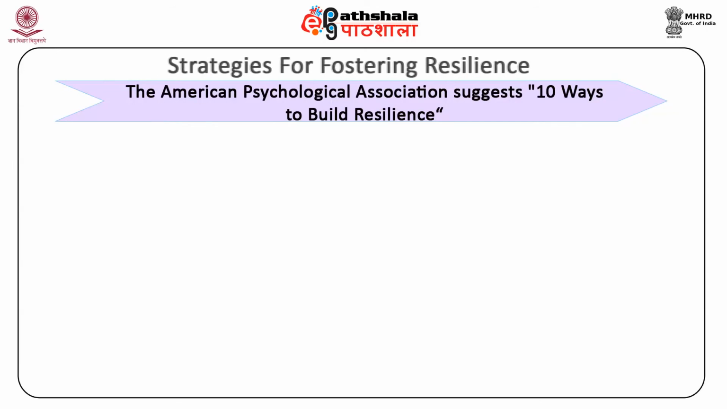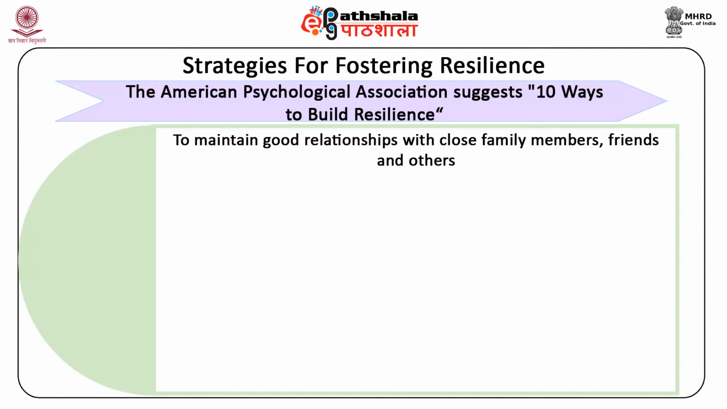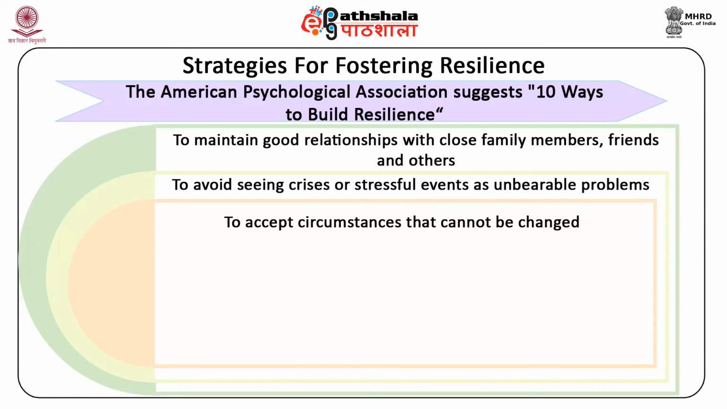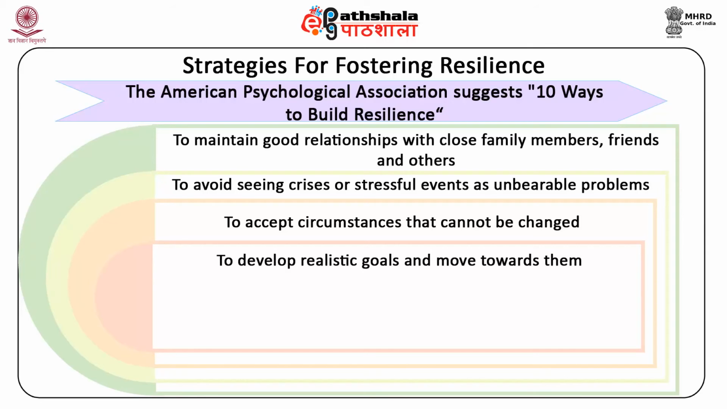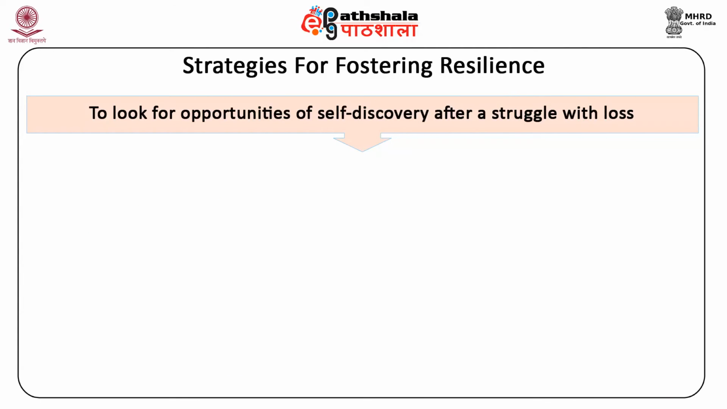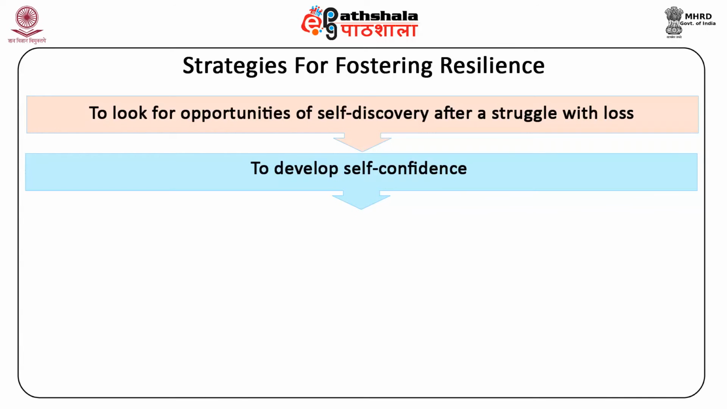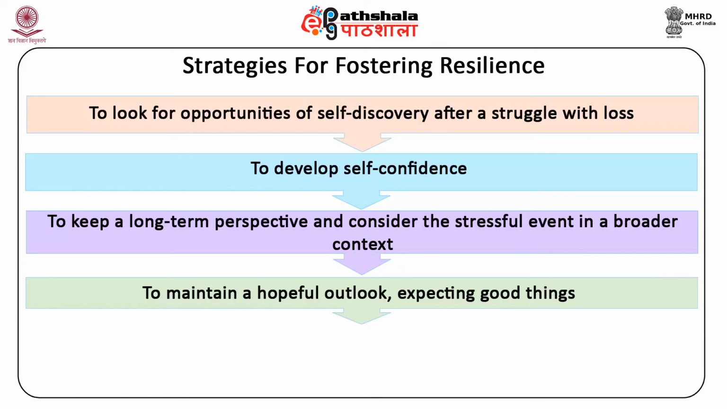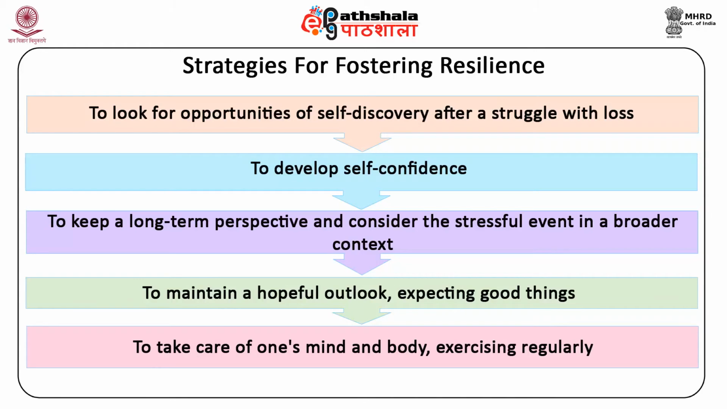The American Psychological Association suggests 10 ways to build resilience, which are to maintain good relationships with close family members, friends, and others, to avoid seeing crises or stressful events as unbearable problems, to accept circumstances that cannot be changed, to develop realistic goals and move towards them, to take decisive actions in adverse situations, to look for opportunities of self-discovery after a struggle with loss, to develop self-confidence, to keep a long-term perspective and consider the stressful event in a broader context, to maintain a hopeful outlook, expecting good things, to take care of one's mind and body, exercising regularly, paying attention to one's own needs and feelings.